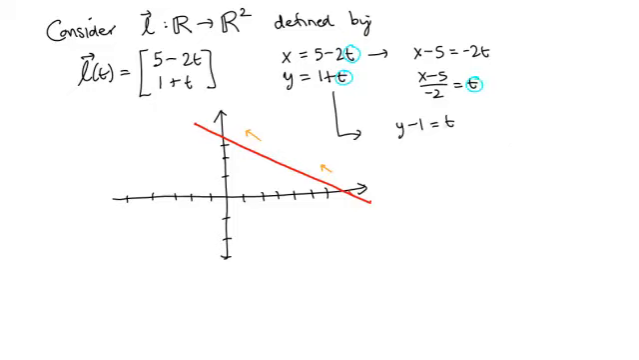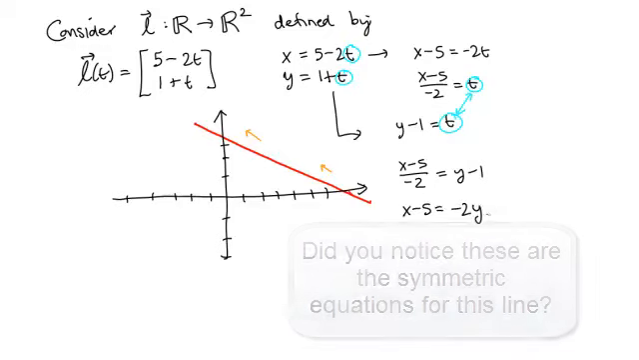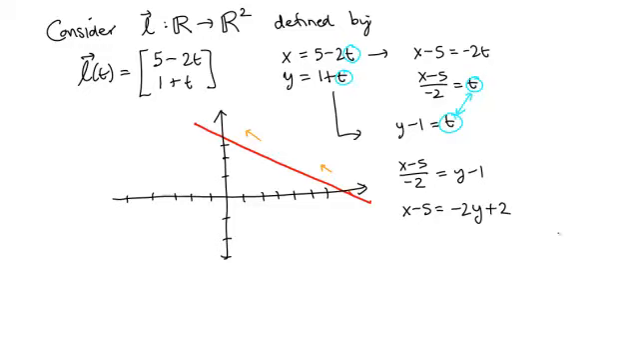But since these two t's have to be the same thing, it's the same input value, we could set these two equations equal to each other. That gives us x minus 5 over negative 2 is equal to y minus 1. So if we were to multiply through, we have x minus 5 is equal to negative 2y plus 2, or x plus 2y is equal to 7. So this is the equation of a line in the plane. Moreover, when y is equal to 0, it says that x is equal to 7, so the x-intercept has to be at 7, which we know to be true.